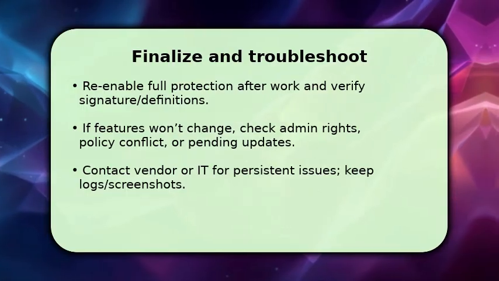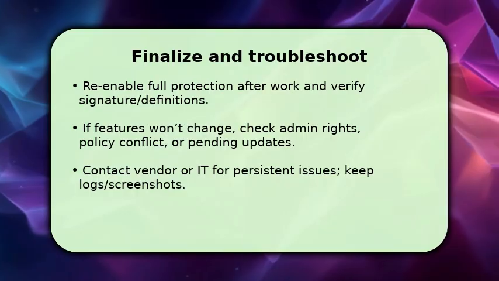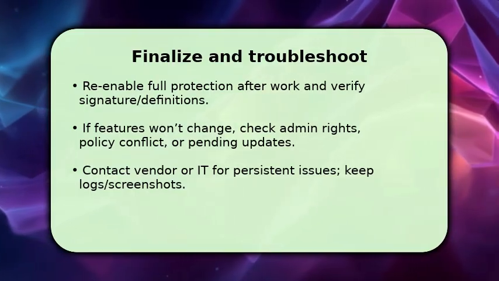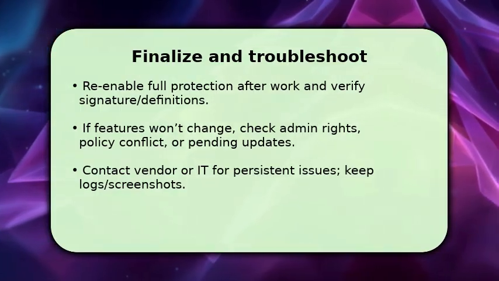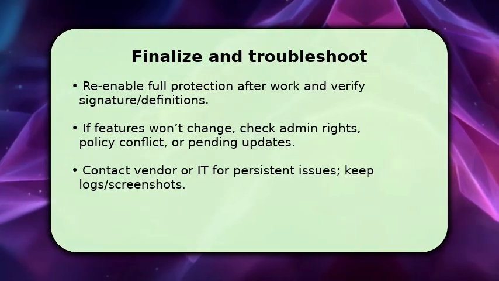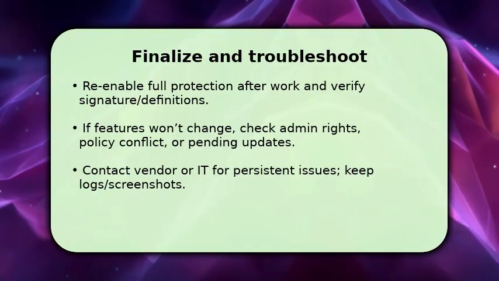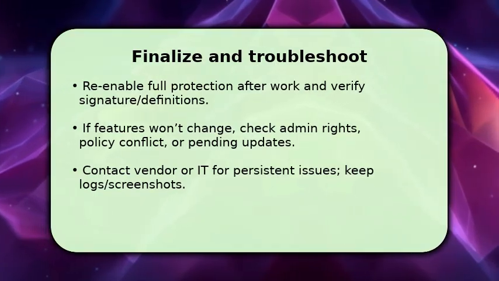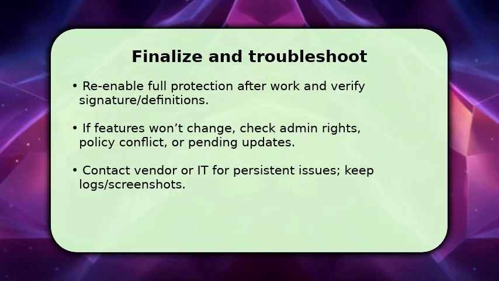If settings won't apply, make sure you actually have admin privileges, check for group policy or MDM overrides, and install pending Windows updates. When things go wrong, collect error messages and event logs, then contact your IT team or the antivirus vendor rather than seeking to disable components permanently. This ensures fixes are supported and systems remain protected for everyone.